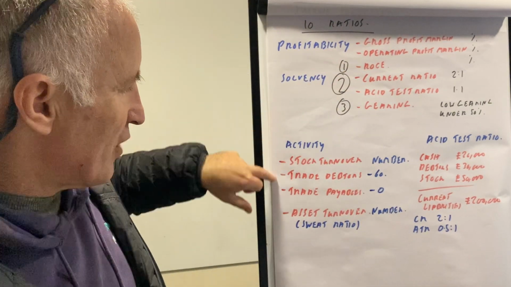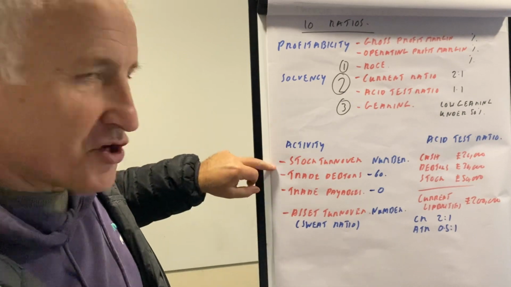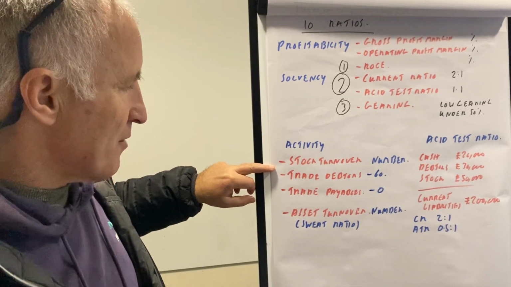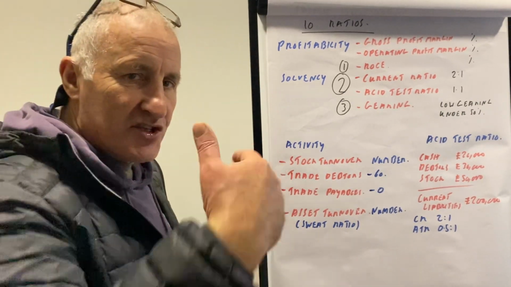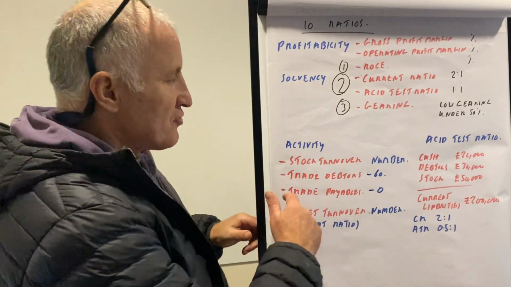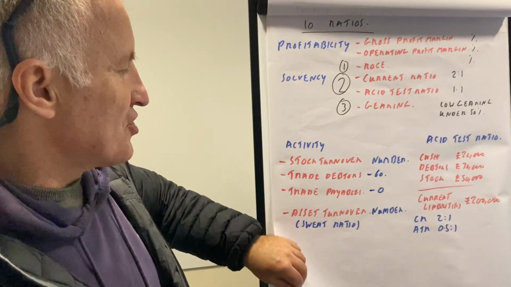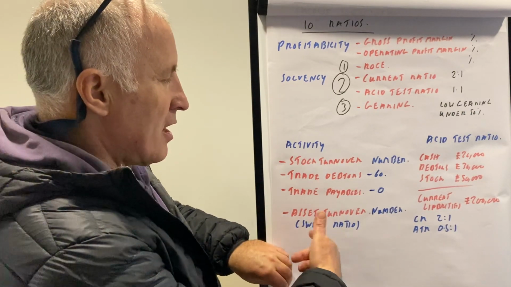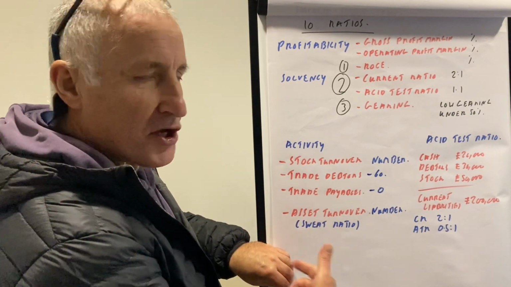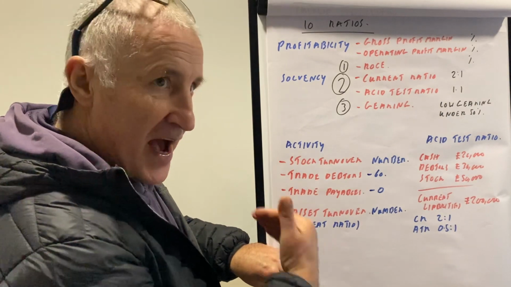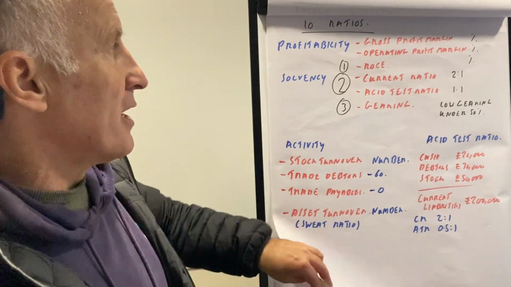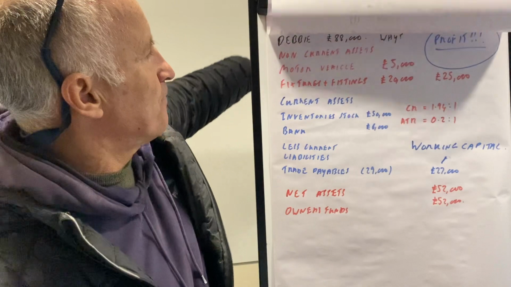And then we have 4 activity ratios. Stock turnover, the higher the number, the better. Trade debtors is how long it takes someone to pay you. Trade payables is how long it takes you to pay someone else. And asset turnover is how hard you are working your fixed assets. In fact, it is sales revenue divided by assets.